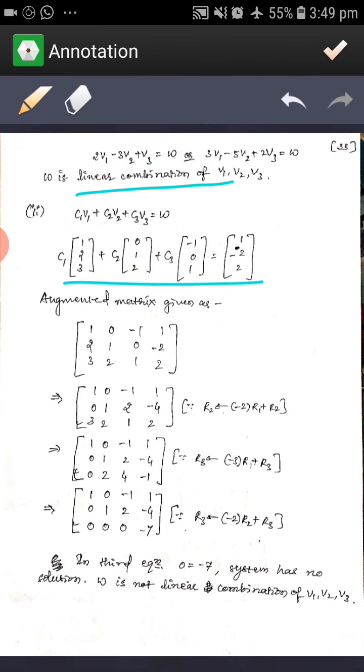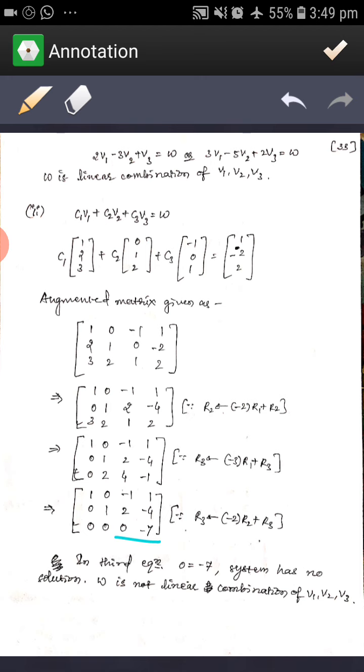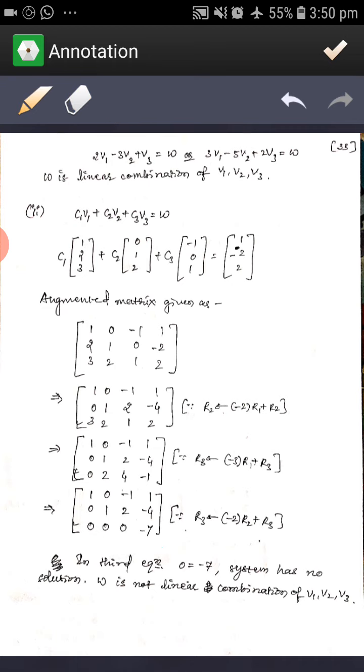Okay, similarly take the second w. The vectors are the same, the w is different here. Again apply the row operations, again go up to echelon form. You can see here the third equation, both are not 0 0. Here this term is 0 but the b term is not 0, so this has no solution. It means the second w is not a linear combination of v1, v2, v3, whereas the first one is a linear combination because both are 0 0, which means we can assume the third variable.